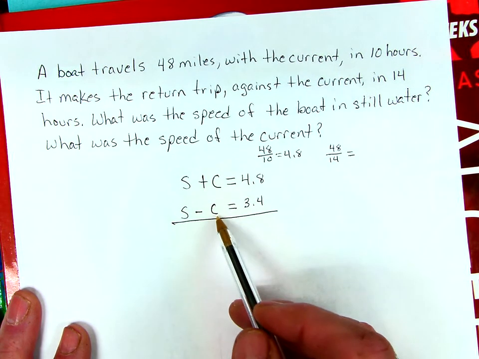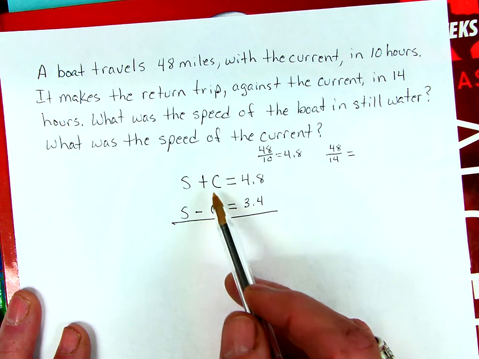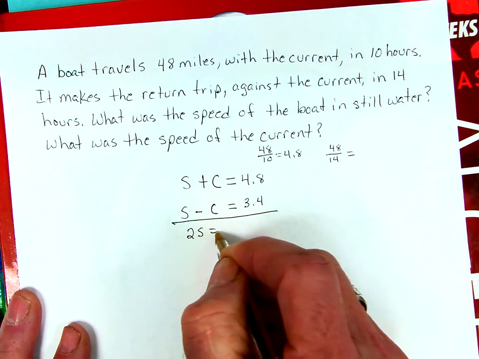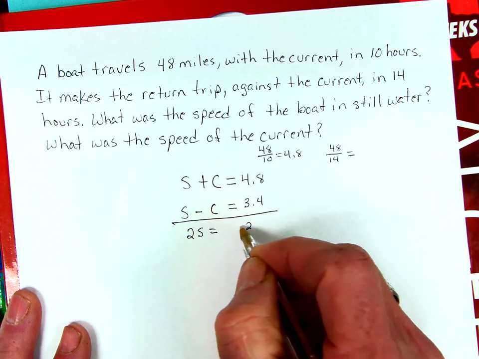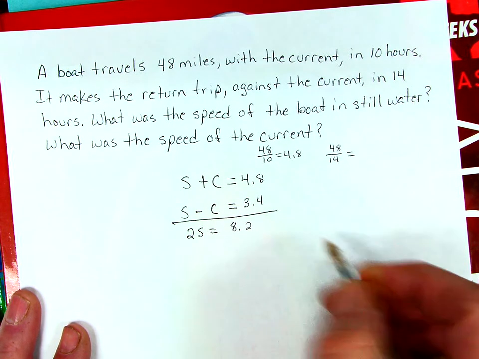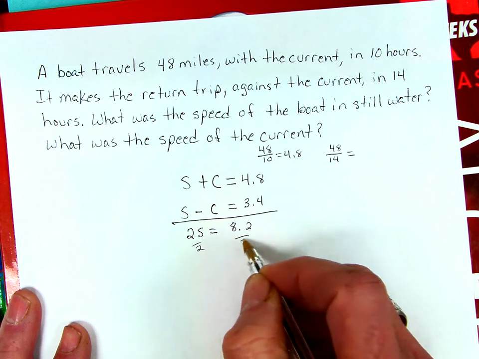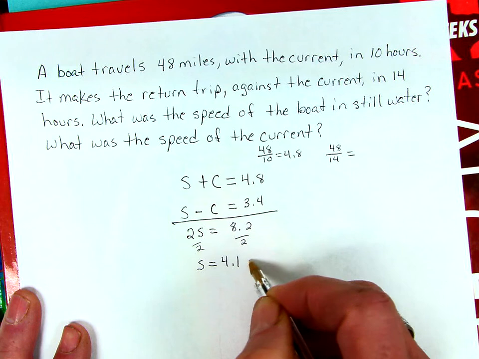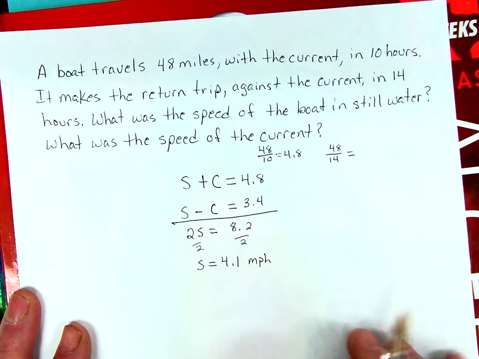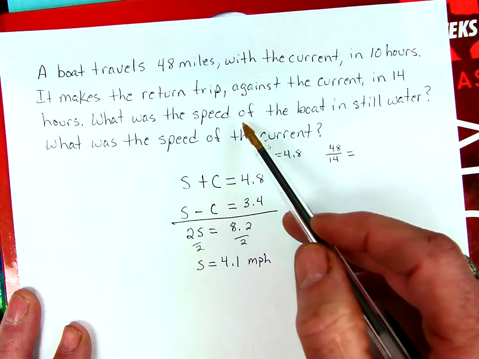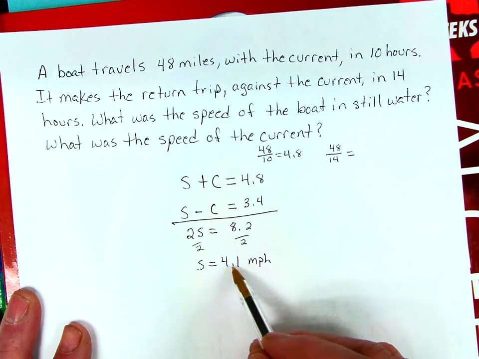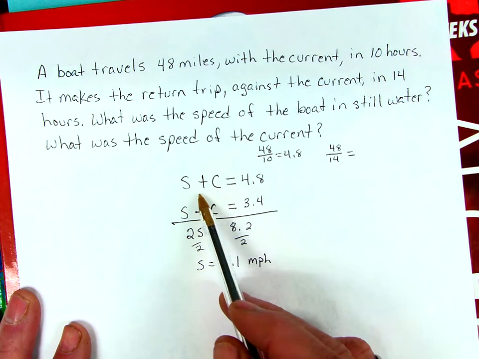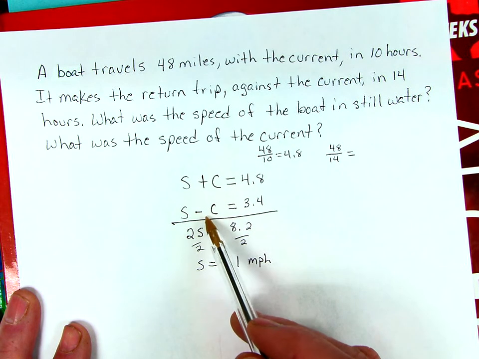The C's are the opposites, so if we add these two together, it will eliminate the C's, and we end up with 2S equals 8.2, divided by 2, divided by 2. Speed equals 4.1 miles per hour. The speed of the boat in still water, 4.1 miles per hour.